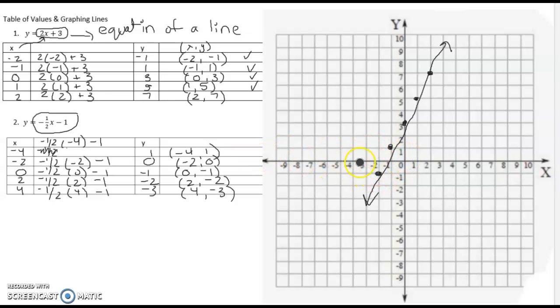Okay? So the first one, x is negative 4, y is positive 1. Put a dot. Next one, x is negative 2, y is 0. So negative 2, 0. Put a dot. Next one, x is 0, y is minus 1. Put a dot. The next one here, 2 and negative 2. So x is positive 2, y is negative 2. Put a dot. And last one, x is 4, y is negative 3.